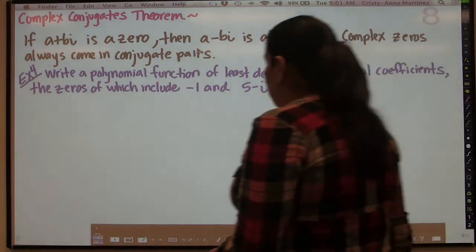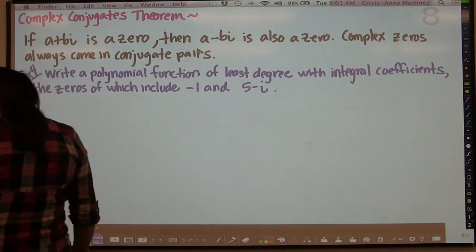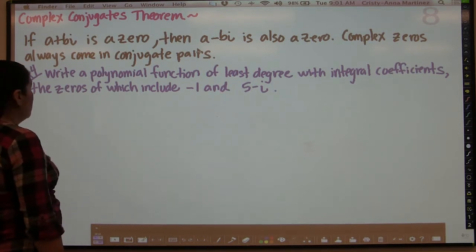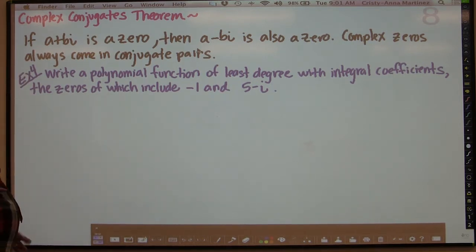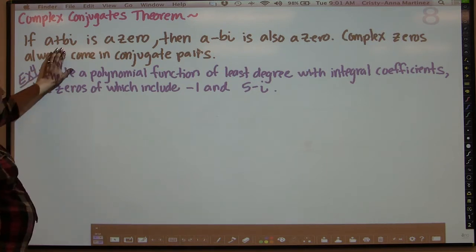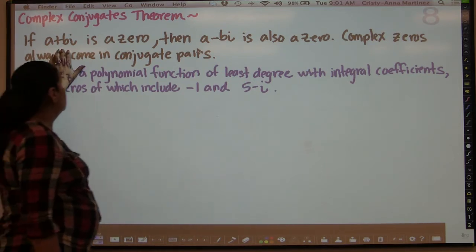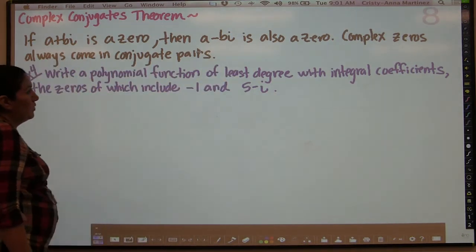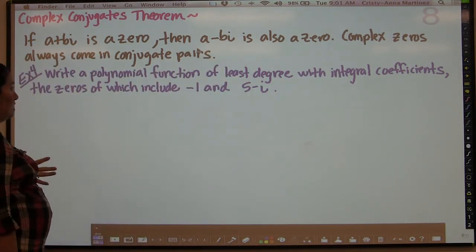So this is our last example here, and it is the complex conjugates theorem. Basically what the complex conjugates theorem tells us, like we already saw in the previous example, is that when you have a zero that's a complex number, they're always going to come in pairs. So if a plus bi is a zero, then its complex conjugate, which is a minus bi, is also a zero. In other words, complex zeros always come in conjugate pairs.